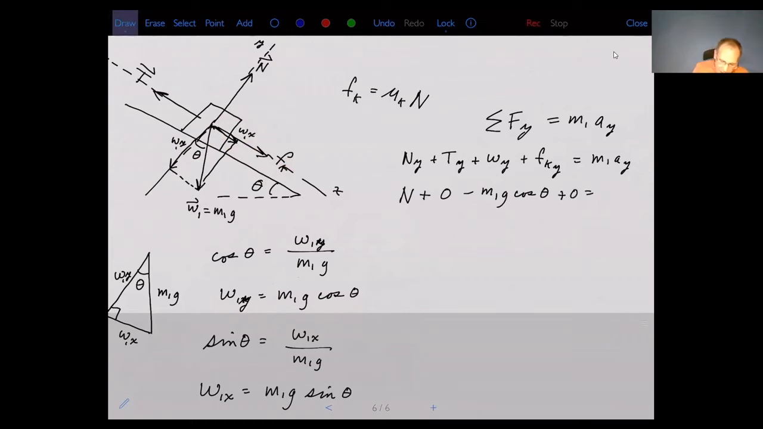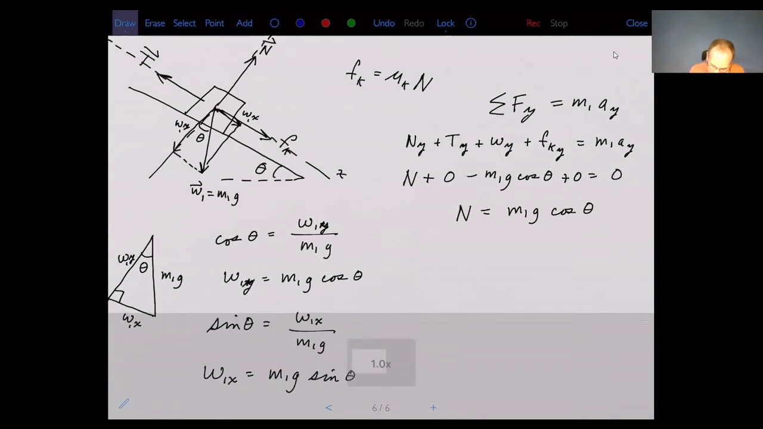And we know that this cart is not accelerating. It's not leaving the ramp at all in the y direction. So the acceleration in the y direction is equal to 0. And then if you bring this term to the other side, I can solve this for N. So the normal force in this case happens to be m1g cosine theta.